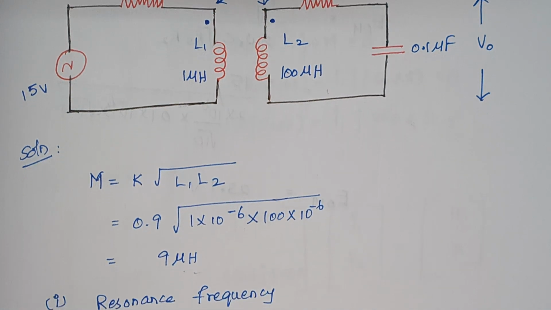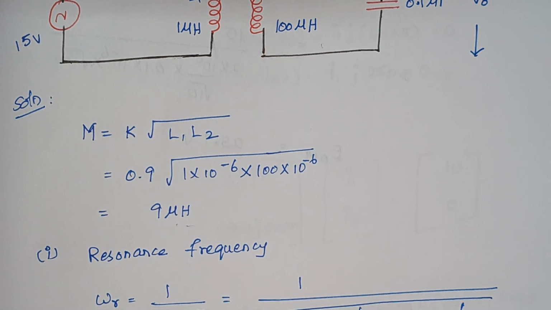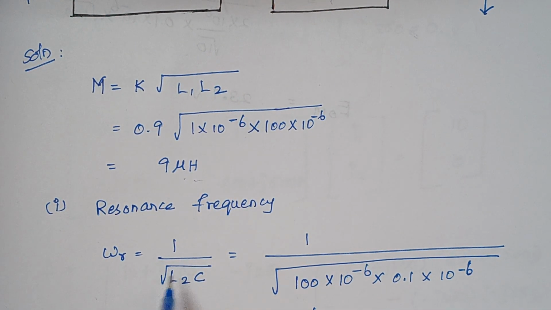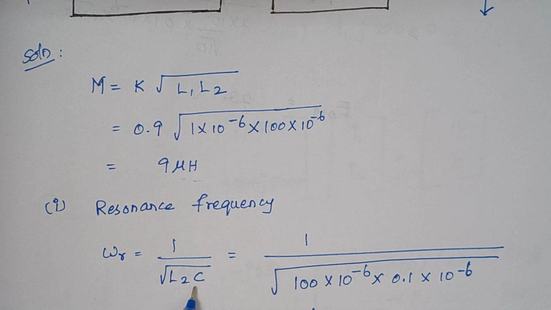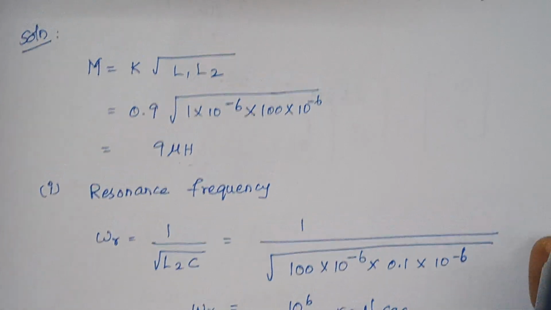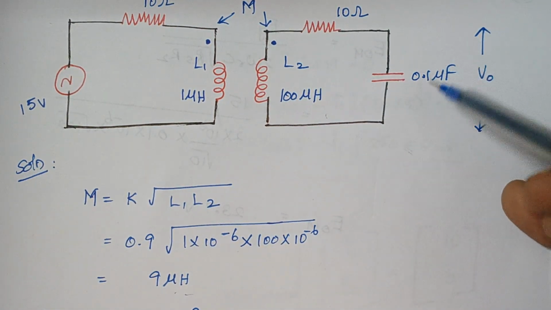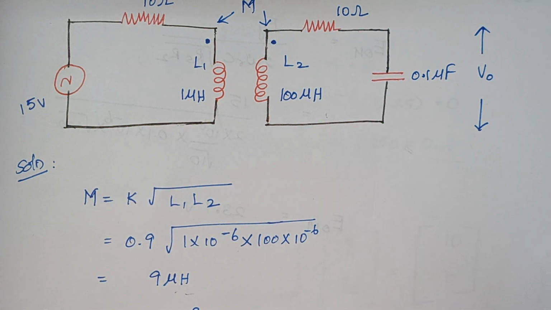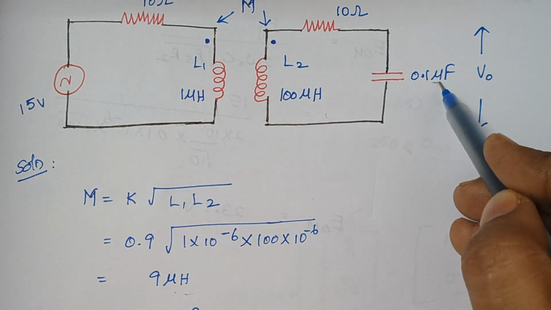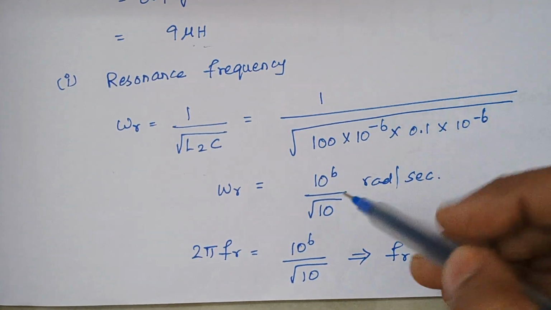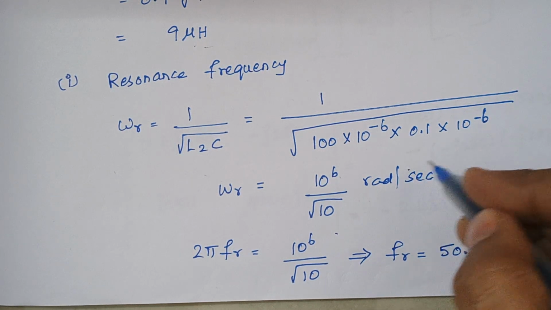And the first thing we need to calculate is resonant frequency. So here the resonant frequency is given by omega R equal to 1 by square root of L2 into C, right? We know the value of L2, we know the value of C. So just substitute the values here. You see here the value of L2 is 100 microhenry and the value of C is 0.1 microfarad. Here the micro denotes 10 to the power minus 6. So just substitute the values and the value of omega R is 10 to the power 6 by square root of 10 radians per second.